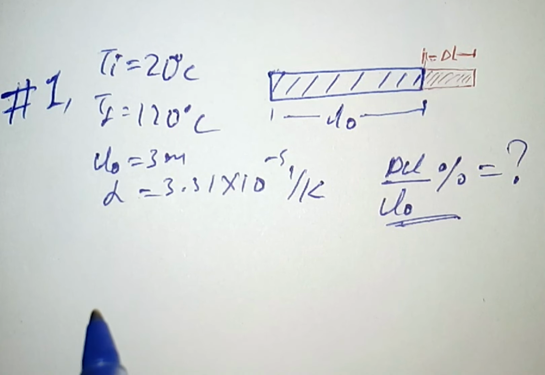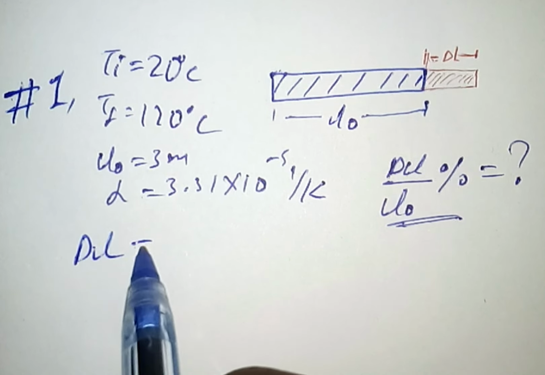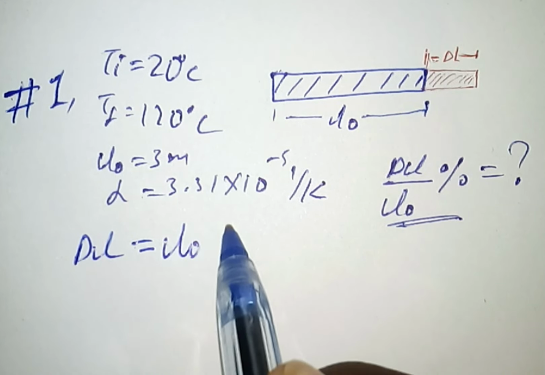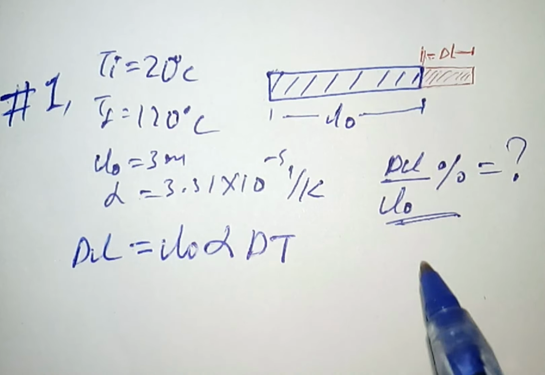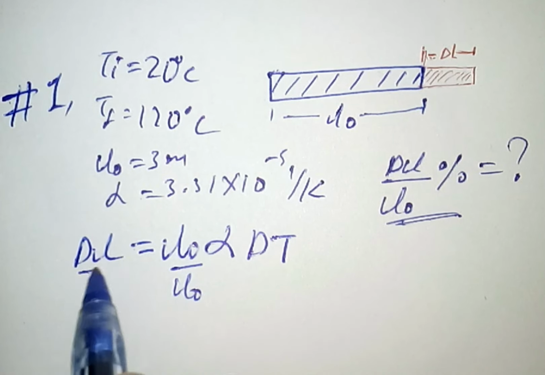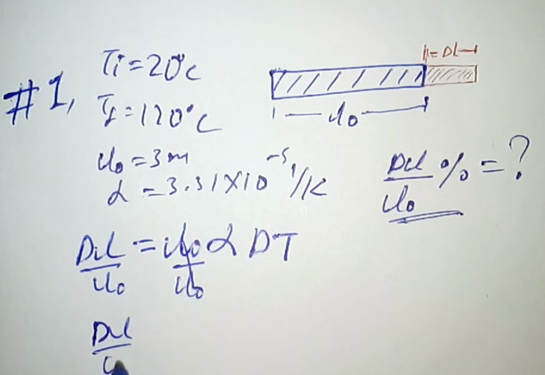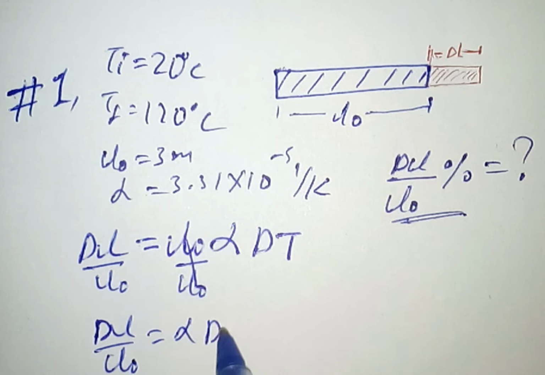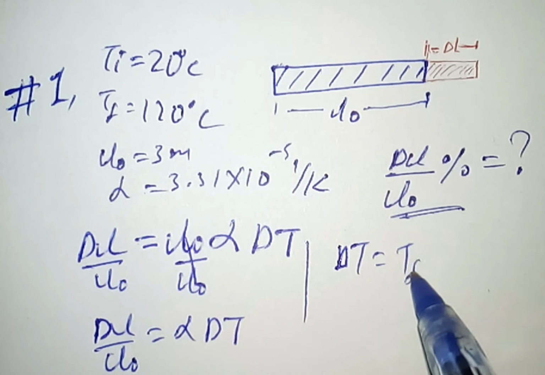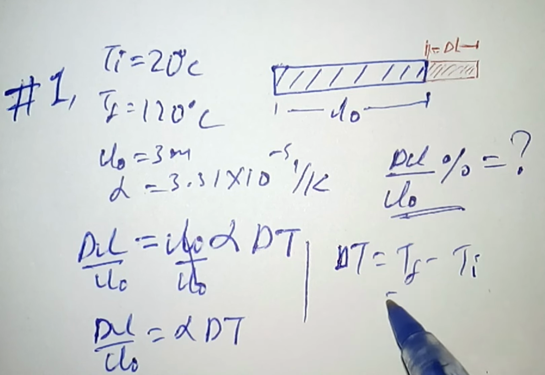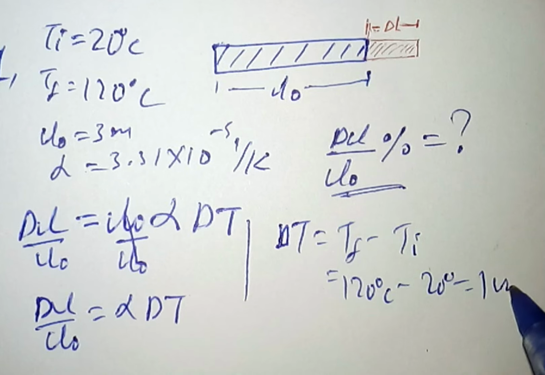So to do this, first we use the concept of the linear expansion, which says that change in length is equal to the original length times the coefficient of linear expansion alpha times the change in temperature. So then if I divide this equation by L naught on both sides, then I can get directly delta L over L naught is equal to alpha times delta T. But delta T means the T final minus T initial, which is equal to 120 degrees centigrade minus 20 degrees centigrade is 100 degrees centigrade.